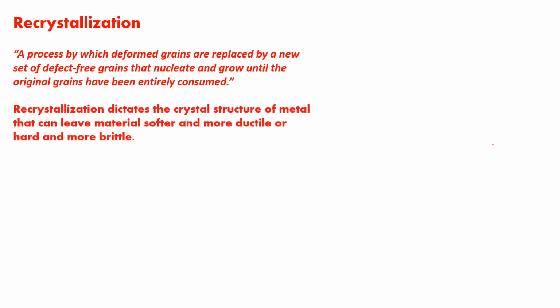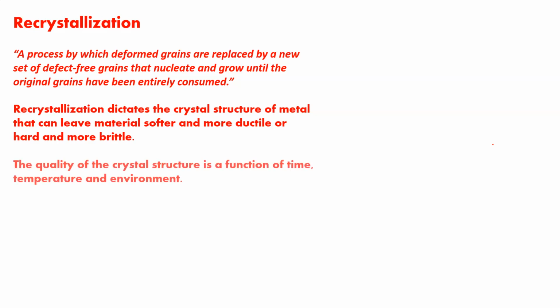Right? So what happens in recrystallization, it helps dictate the crystal structure of the metal you're dealing with. It can leave the metal softer, more ductile, or it can leave it hard and brittle, depending on a few things about how you handle that material in that recrystallization state. So the quality of that crystal structure is a function of things like time, a function of the temperature of actually getting it to the recrystallization state, and then the environment. You can actually have a dramatic change on the crystal structure depending on what type of environment you put it in.